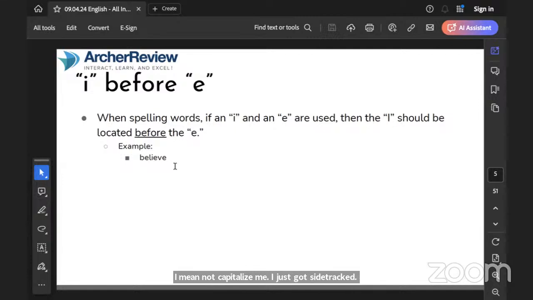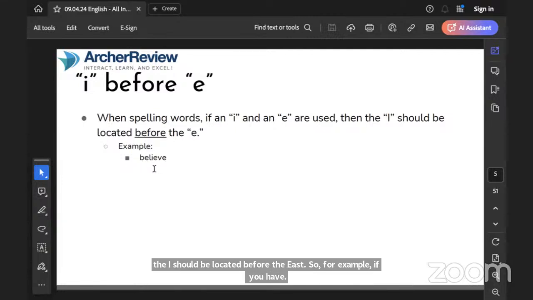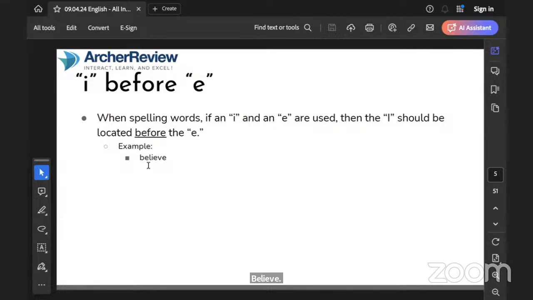So for example, if you have believe, B-E-L-I-E-V-E. So if you have an I and an E and they are going to be located side by side, you'll notice that there's 2 other E's in there. It doesn't pertain to that. But if the I and the E are going to be side by side, you will put the I before the E. That's just the general rule. Okay. So anytime that you're going to need to put an I and an E together within a word, you would put the I first.